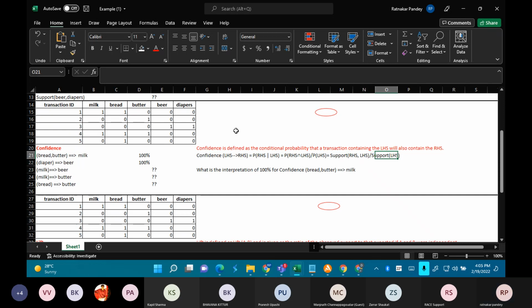Let's do one. So what is the probability that milk will be bought given that bread and butter have already been bought is how we're going to read that. So what is the probability that the right hand side will be happening? What is the right hand side? Milk. What is the left hand side?